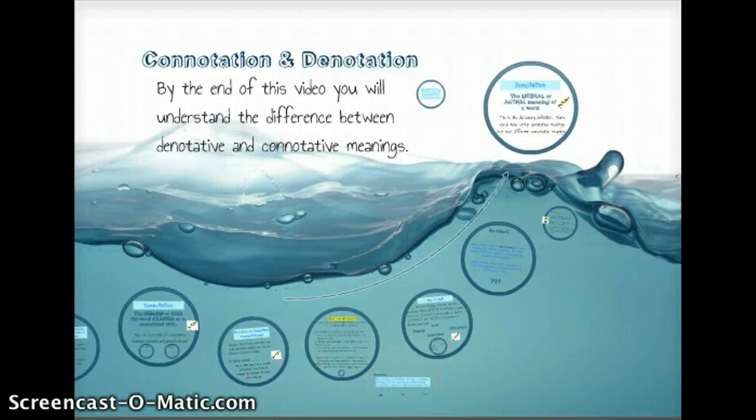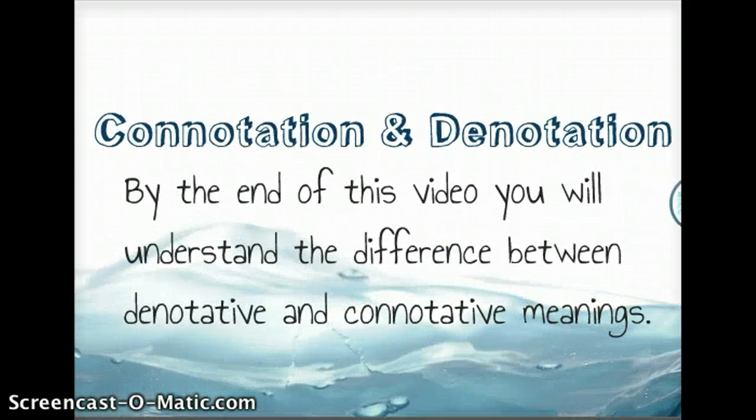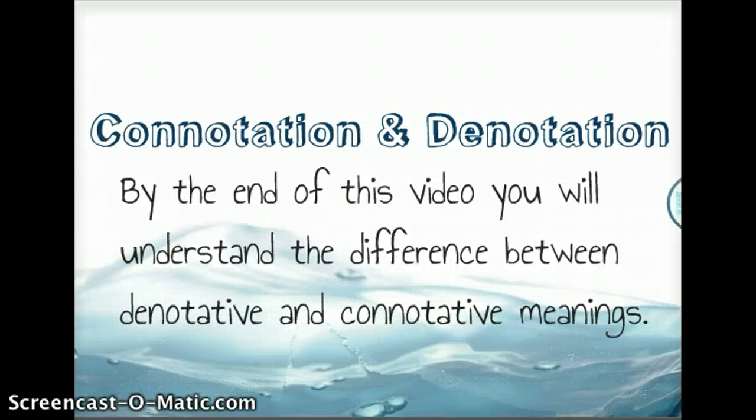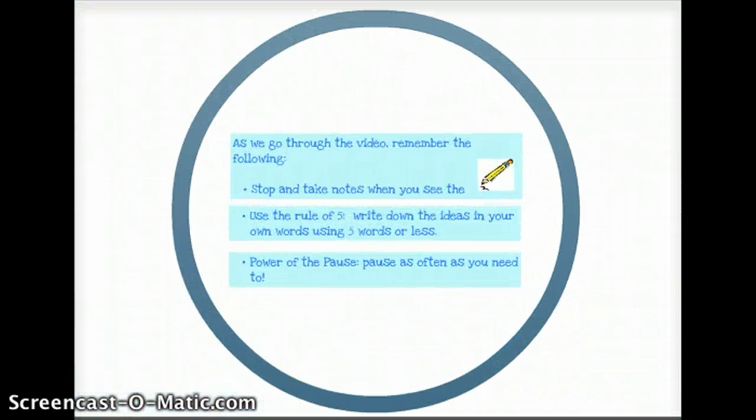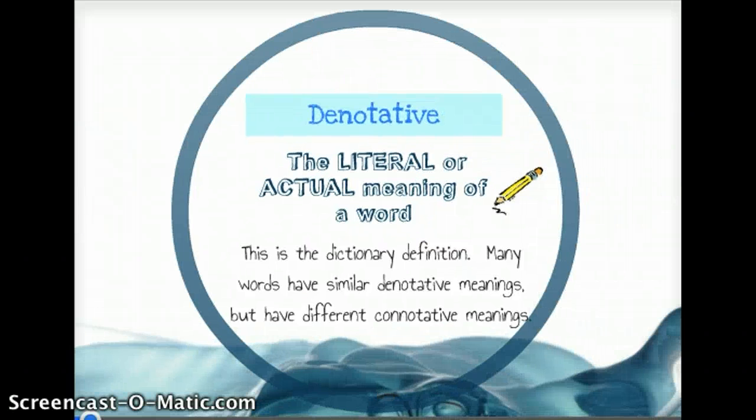Alright, this video homework assignment will be about connotation and denotation. By the end of the video, you'll understand the difference between denotative and connotative meanings. As usual, write notes down, and when you see the pencil, use the rule of 5 and pause as often as you need to.